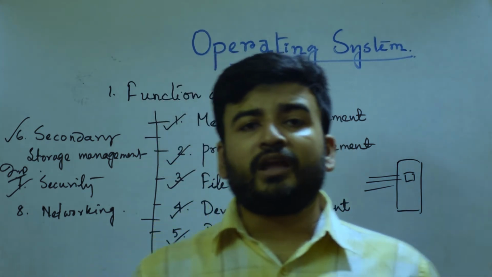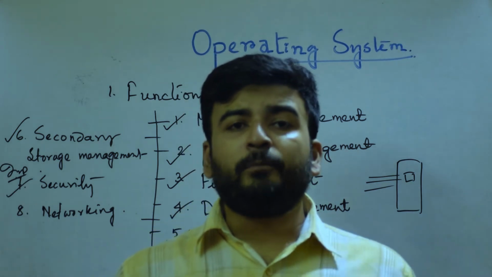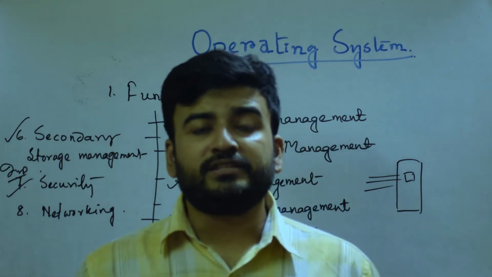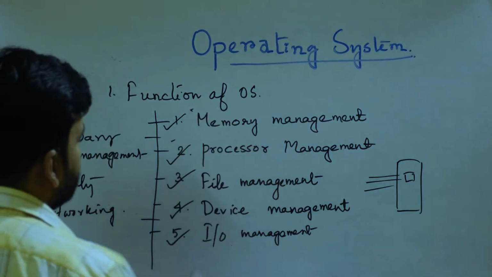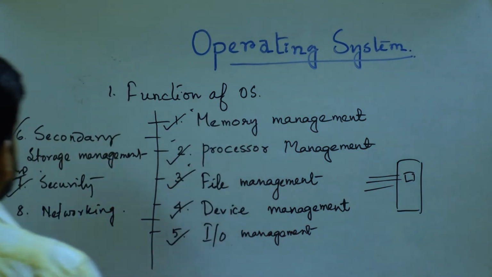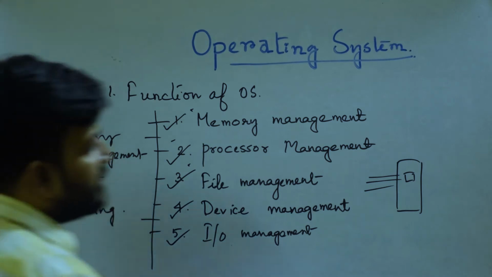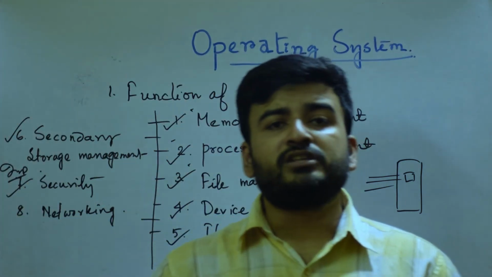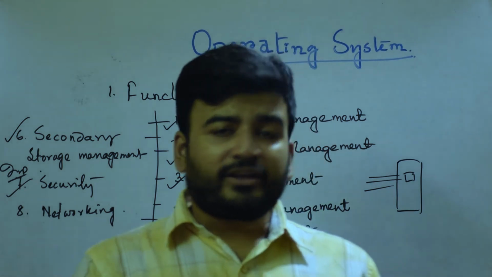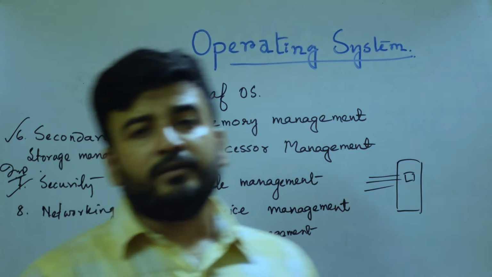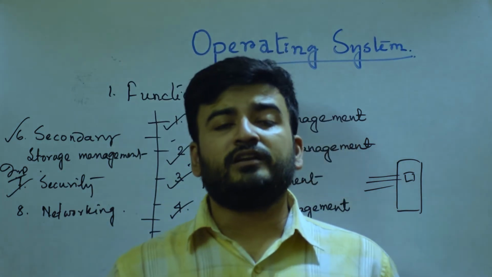Okay, that is the most important point. If the questions are coming like, write down the important points of the functions of operating system, that time you need to write the process management, memory management, file management, then the security. These are the very important points of the function of operating system. Actually all of the points are important, but there are a few points that are most important.